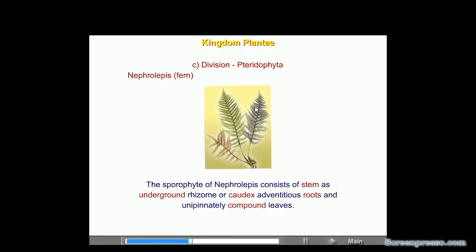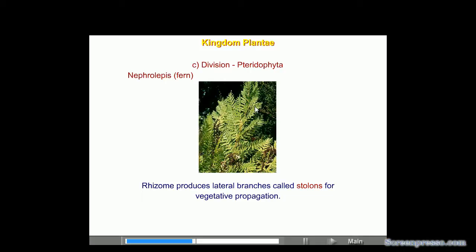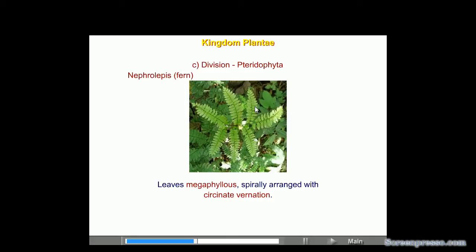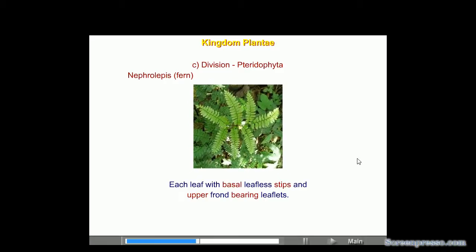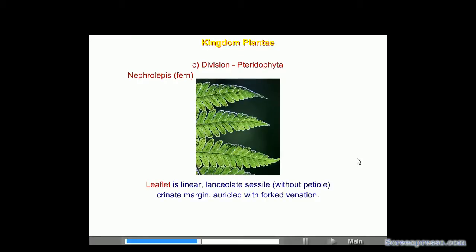The sporophyte of Nephrolepis consists of a stem as an underground rhizome or corm, adventitious roots, and unipinnately compound leaves. Rhizome produces lateral branches called stolons for vegetative propagation. Leaves are megaphyllous, spirally arranged with circinate vernation. Each leaf has a basal leafless stipe and an upper frond bearing leaflets. Leaflet is linear, lanceolate, sessile, that is without petiole, with crenate margin, auriculate, with forked venation.